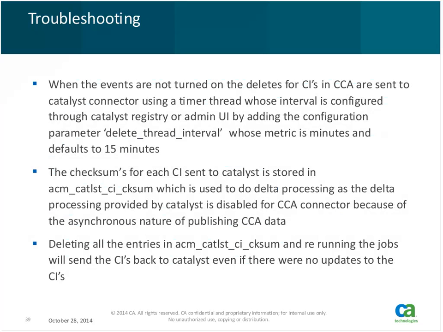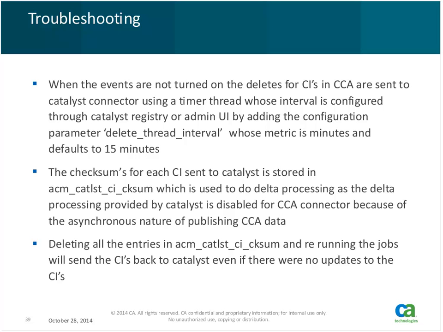We also maintain in the CCA database whatever data we have published. Based on that checksum only, we are able to calculate the differences, the delta portion, and then we only send that data. For example, if I have selected server A and ran the Catalyst job, the first time it will add the checksum, noting that this server is sent to Catalyst.